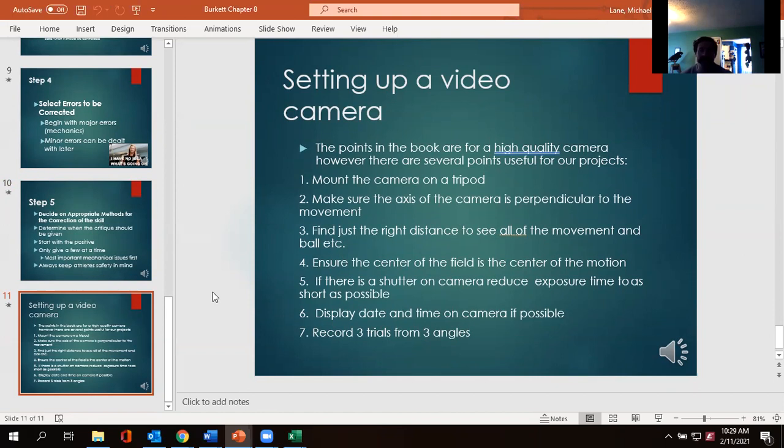I like how a number of these points are antiquated. Like, use a tripod. Yeah, if you have one, that's fine. Otherwise, guys, just be as steady cam as you can with it. We want to make sure that we're obviously doing things straight up and down. We're not doing things in an angle.